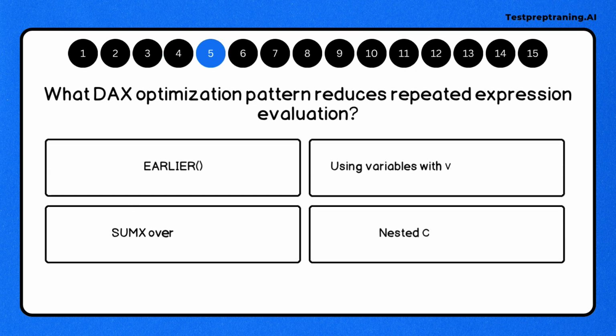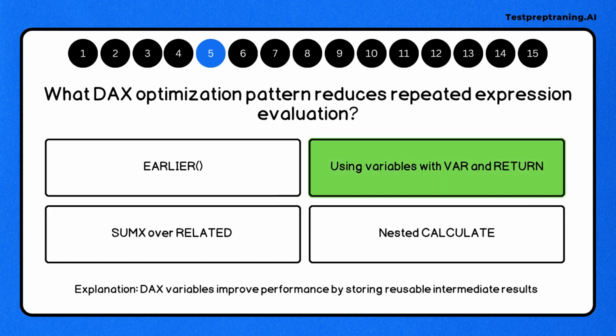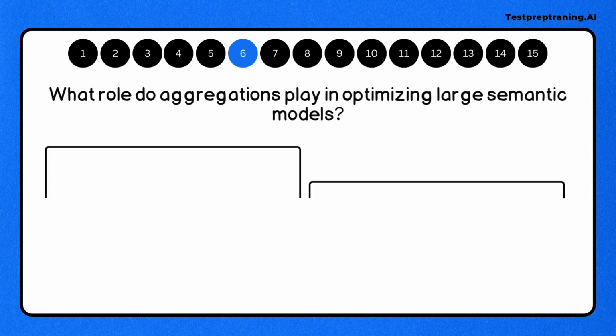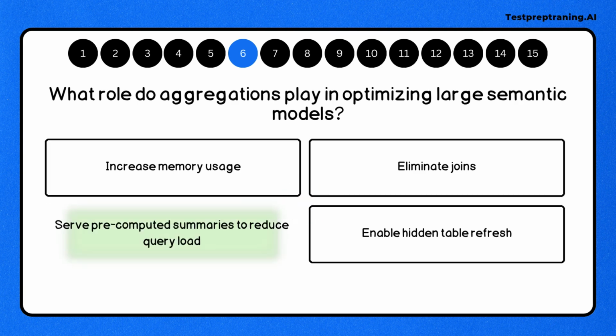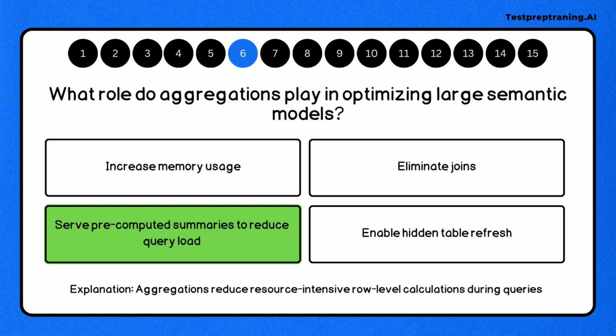Question 5. What DAX optimization pattern reduces repeated expression evaluation? Correct answer is using variables with VAR and RETURN in DAX. Variables improve performance by storing reusable intermediate results. Question 6. What role do aggregations play in optimizing large semantic models? Correct answer is serve pre-computed summaries to reduce query load, as aggregations reduce resource-intensive row-level calculations during queries.